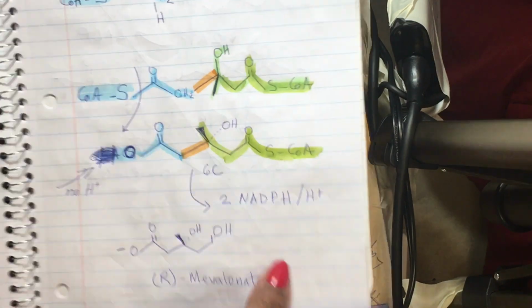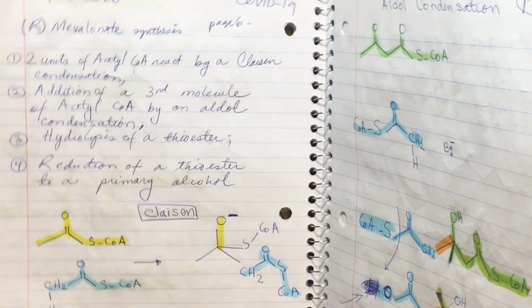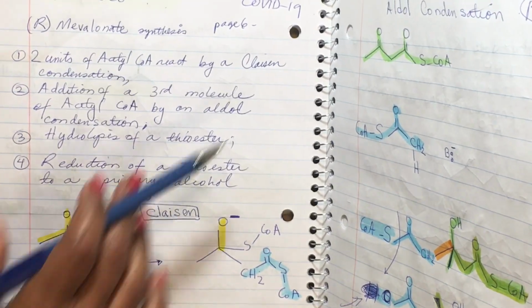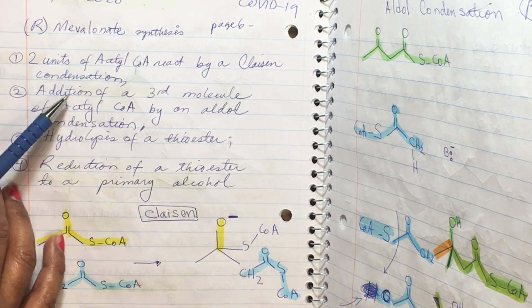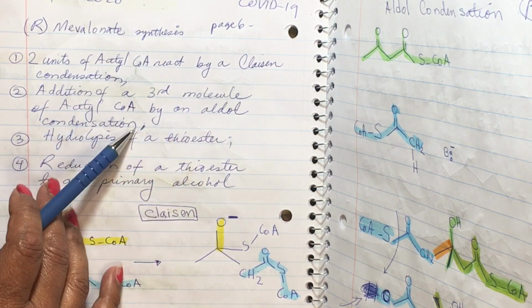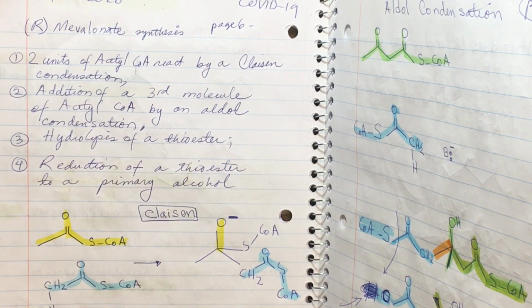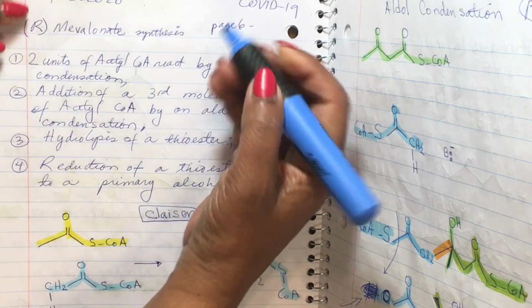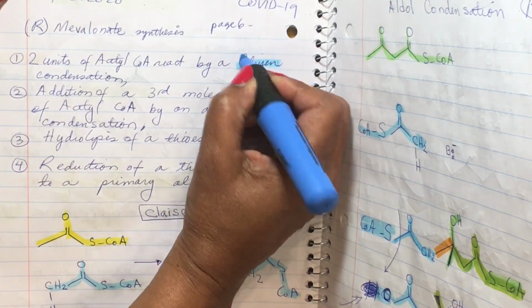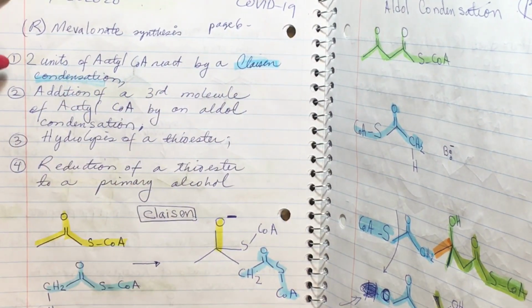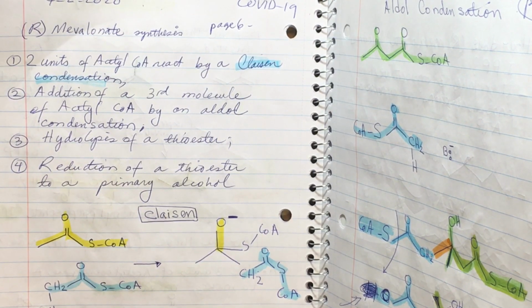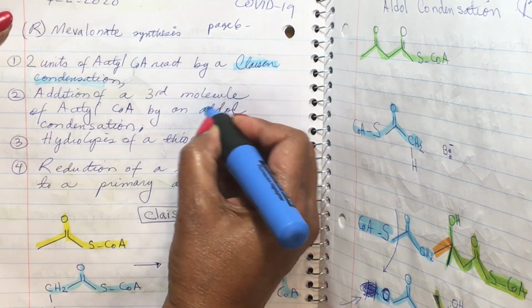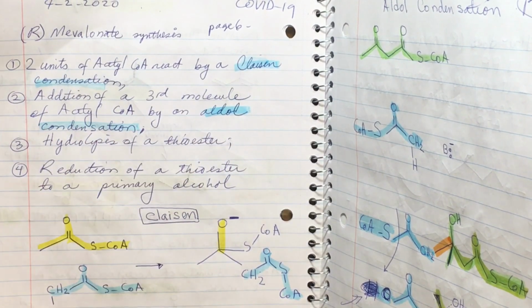In this reaction, we are first going to combine 2 units of acetyl coenzyme A. We're going to add a third molecule of acetyl coenzyme A. So the first reaction will be a condensation reaction, and that's going to be a Claisen condensation for the first step. On the second step, we add 1 more acetyl coenzyme A, and that will be an aldol condensation reaction. So we have two different kinds of condensation reactions.